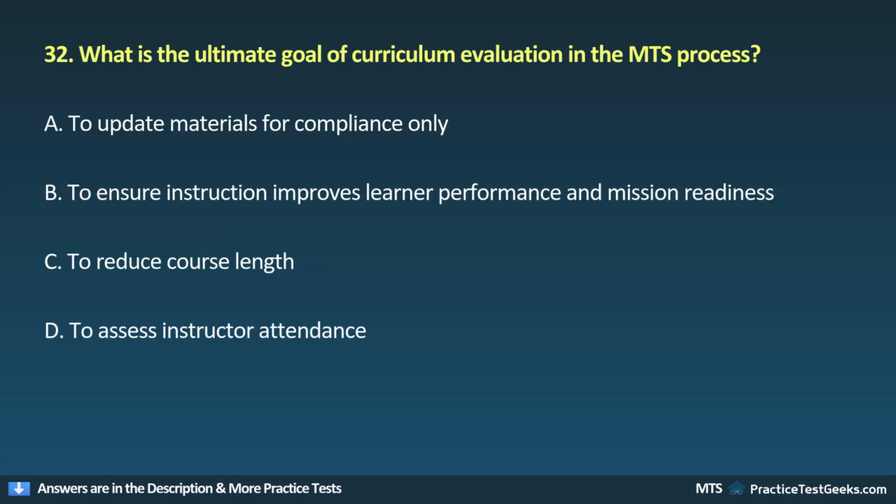32. What is the ultimate goal of curriculum evaluation in the MTS process? A. To update materials for compliance only. B. To ensure instruction improves learner performance and mission readiness. C. To reduce course length. D. To assess instructor attendance.